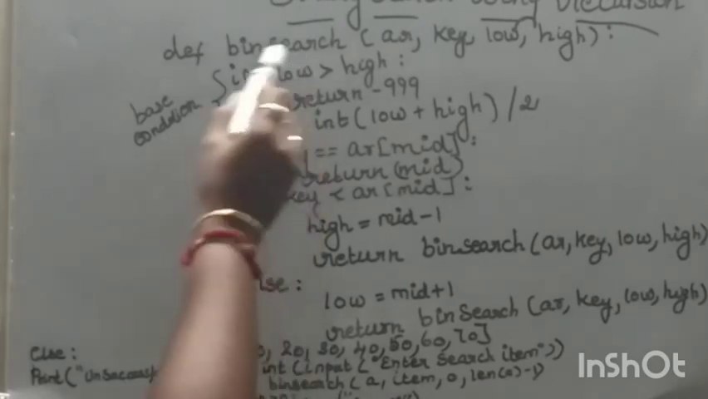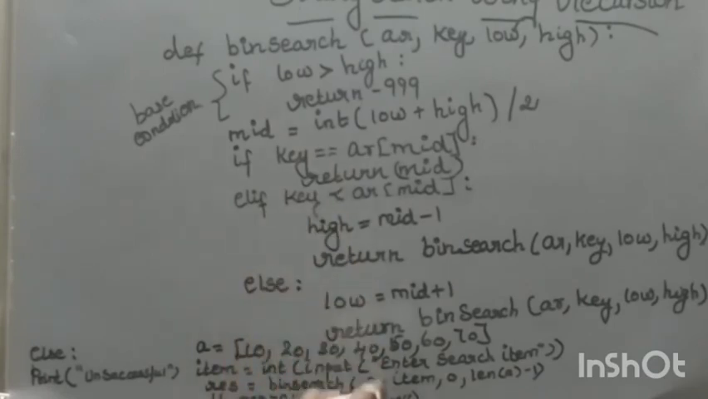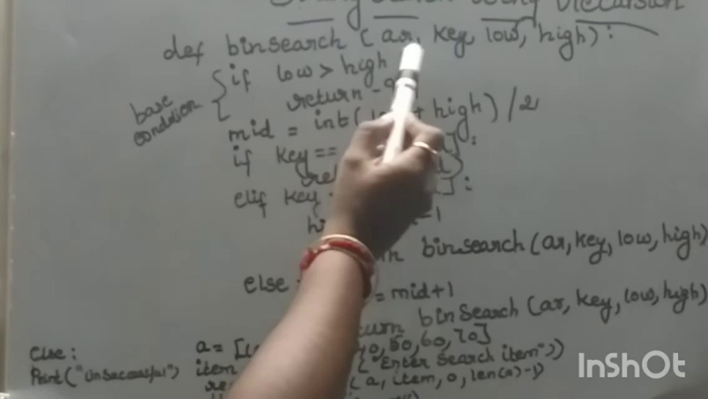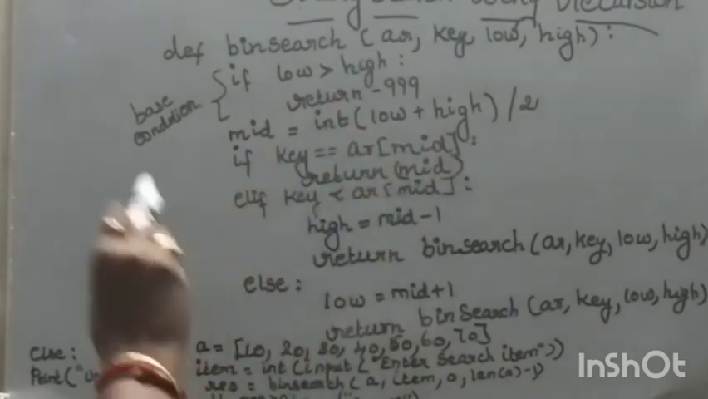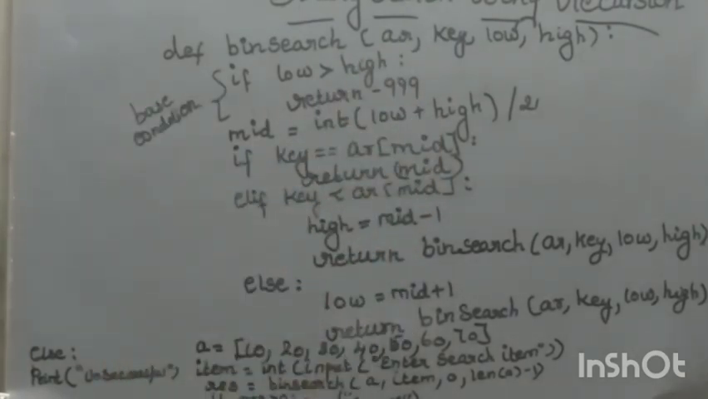Next, to perform these operations, you need to pass the arguments. A is the array name, item is the element you are going to search, and you have to tell the index: the starting index is 0 and the ending index is length of A minus 1. These values will be received by AR, key, low and high.